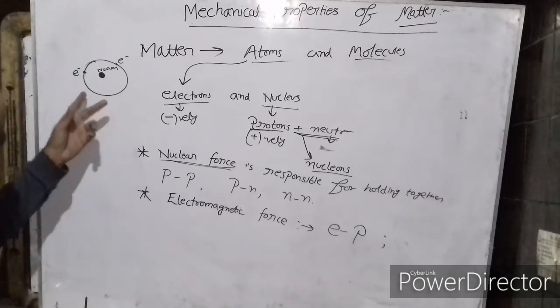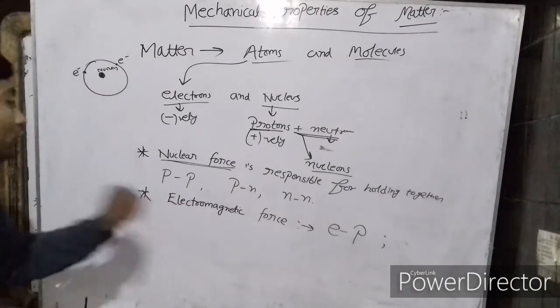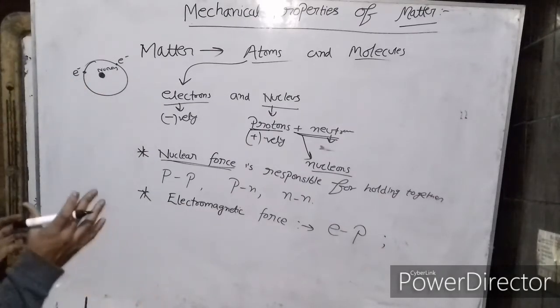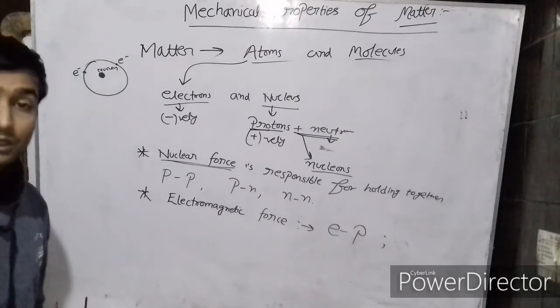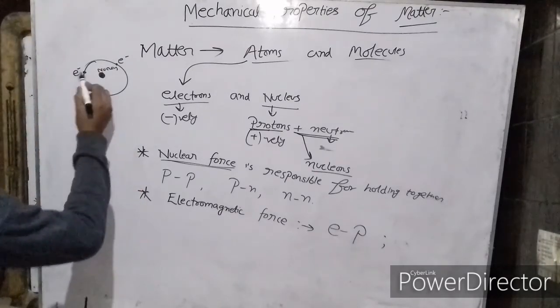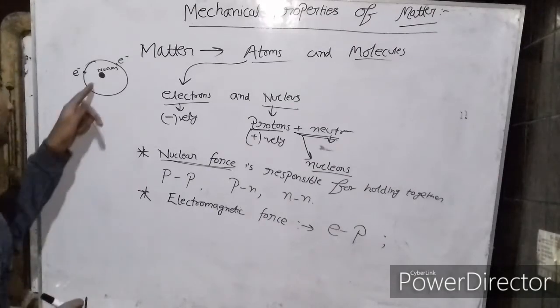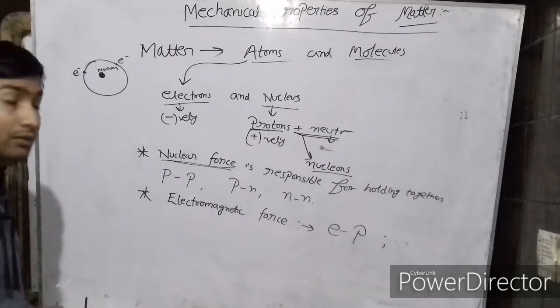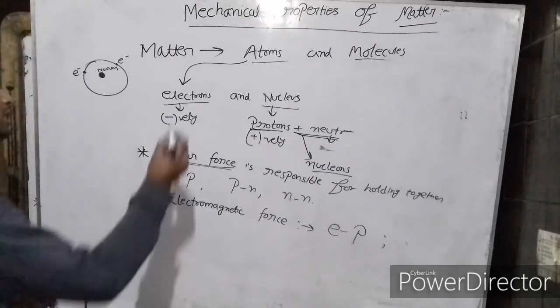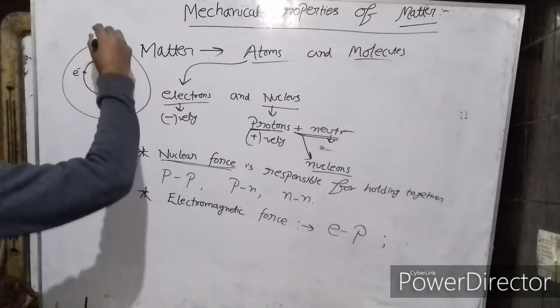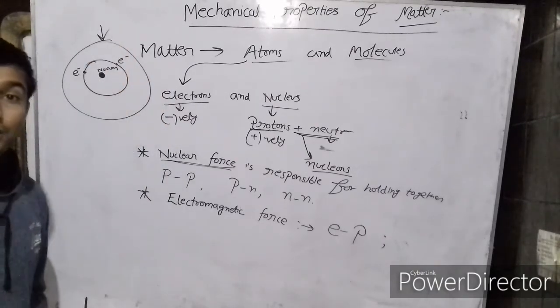Then we came to know about the electromagnetic force: like charges repel each other, unlike charges attract each other. Therefore the electrons, which are negatively charged, and the protons in the nucleus, which are positively charged, are responsible for the stability of the atom. So this is the case in the stability of atoms.